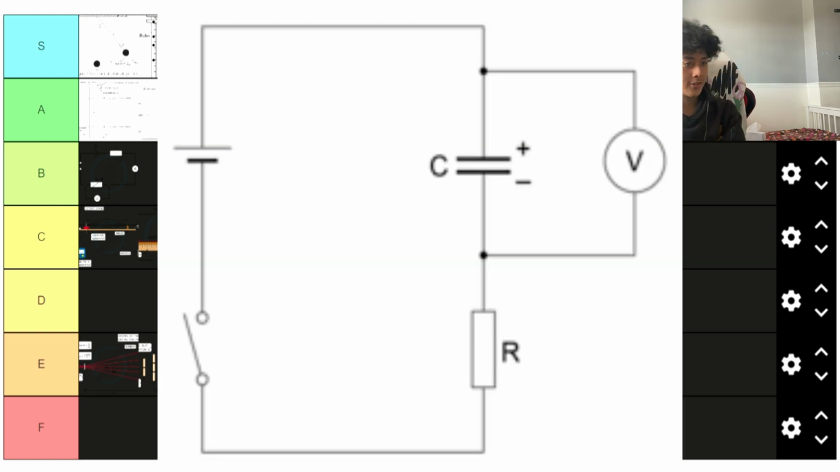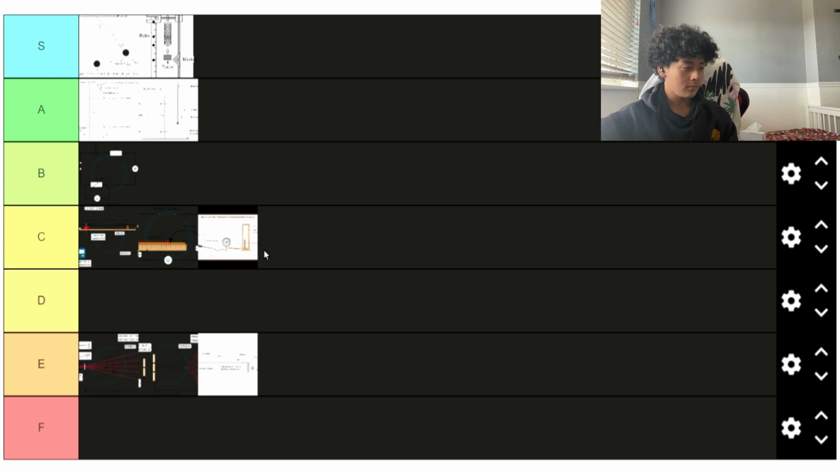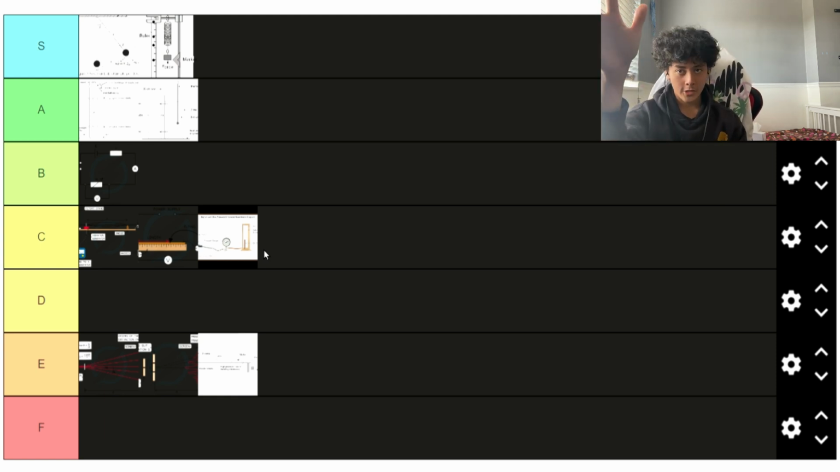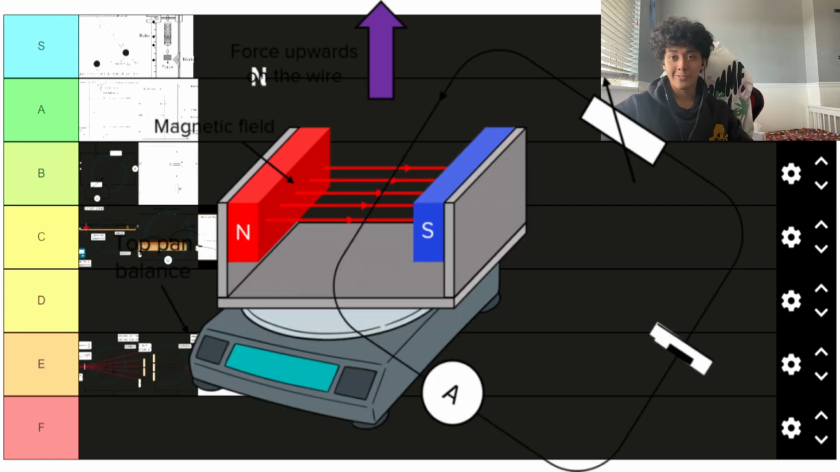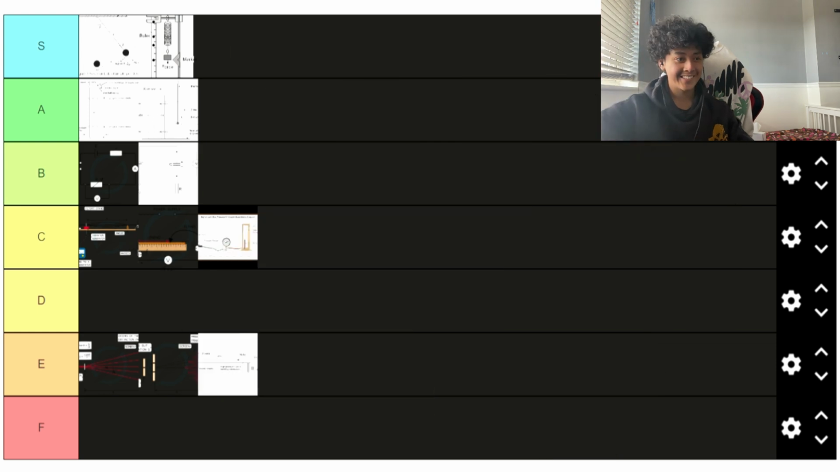Number 9, capacitance. Capacitance was okay. You have 2 different practicals for capacitance, which is charging and discharging capacitor. They were the exact same. I'm gonna put this in B tier. F-bill. Everyone loves F-bill. I'm gonna put it in D tier.